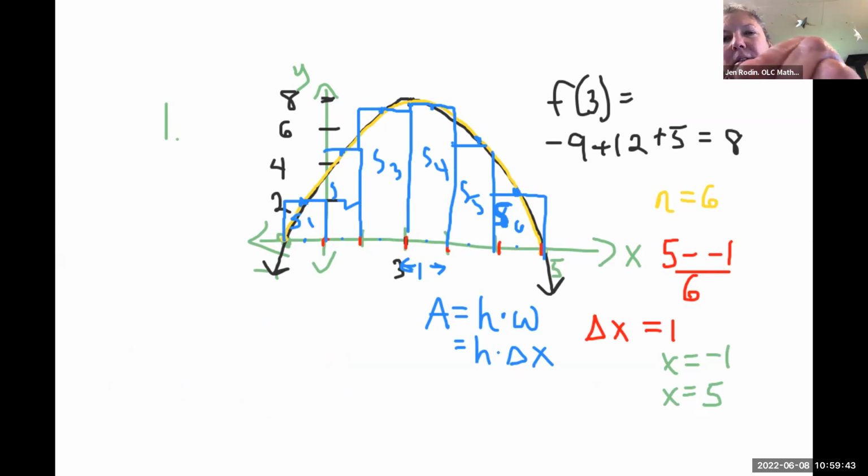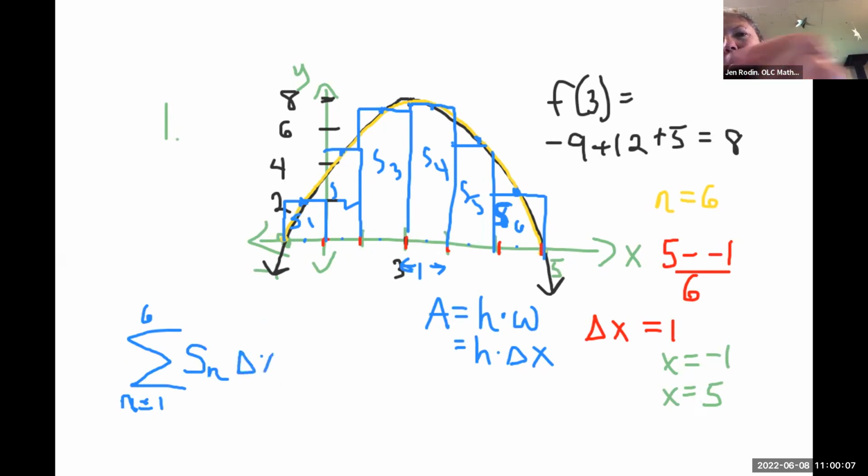I don't require this part, but we can put the sigma here. Go from 1 to 6 rectangles of the height of each. So S sub n, this should be n, S sub n delta x. That's how we would write it in the Riemann sum form. But I'm just looking for figuring out what those areas are.